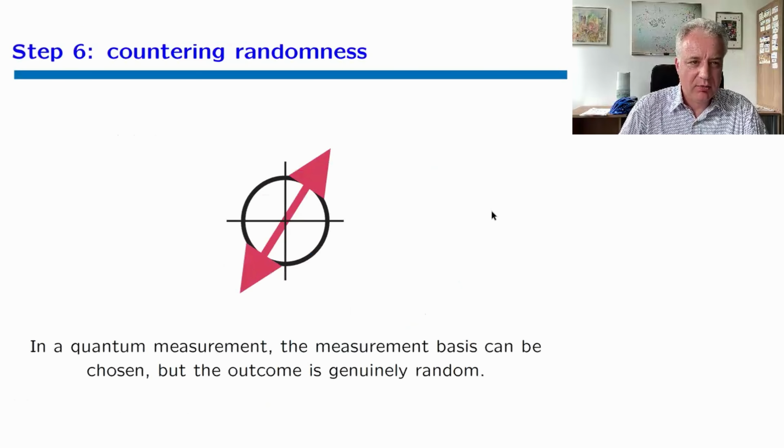We have one more thing to think about, and that is counteracting randomness. Let me remind you, in a quantum measurement, the measurement basis can be chosen, but the outcome is genuinely random. Now the question is what to do about that. Will it affect the logical processing? Probably. What can we do about that?